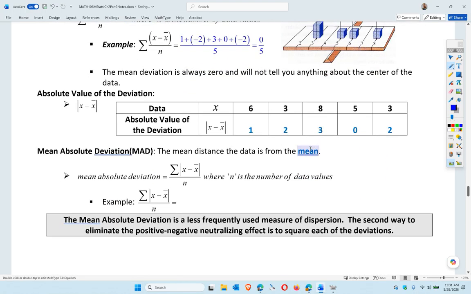You do the same thing we did before, but now with the absolute value of each one of those. If I add them up and divide by 5, I get 1.6. So the average data value is 1.6 away from 5. Some are above 5, some are below 5, but the MAD, or the mean absolute deviation, is 1.6. Typically you don't do MAD, you do standard deviation, which is what's done in statistics.